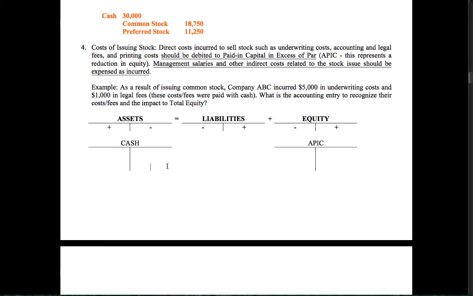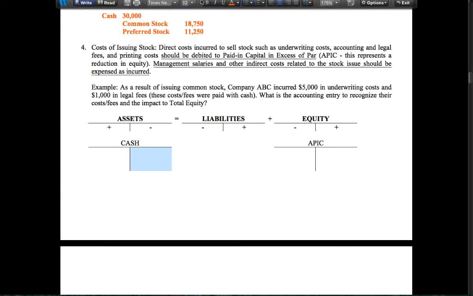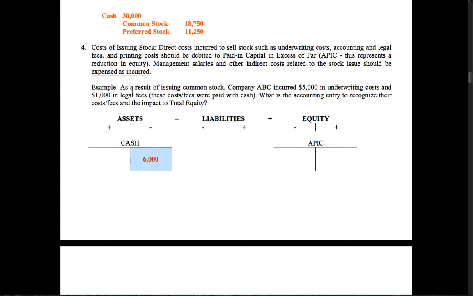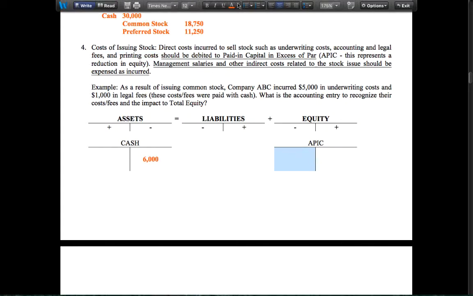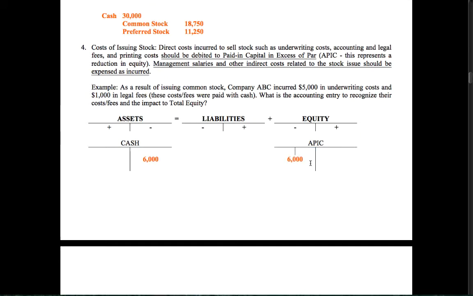So we know that we incurred $6,000 total, the $5,000 in underwriting and the $1,000 in legal fees. As it says up here, these are direct costs incurred for issuing the stock. Therefore, they should be debited to additional paid in capital. As you can see by the T account here, this debit to additional paid in capital reduces the equity balance. This is key to note.